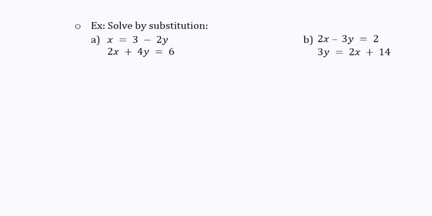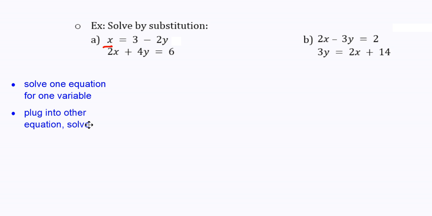Next method we can talk about is solving by substitution. Now when we solve by substitution, first thing I want to do is solve one equation for one variable. Sometimes this is done for you already. For example, in this first problem, I see that the first equation is solved for x already. If it wasn't, then you'd have to take one equation, doesn't matter which, and solve for one variable. Again, doesn't matter which. What we're going to do with this is plug that into the other equation.